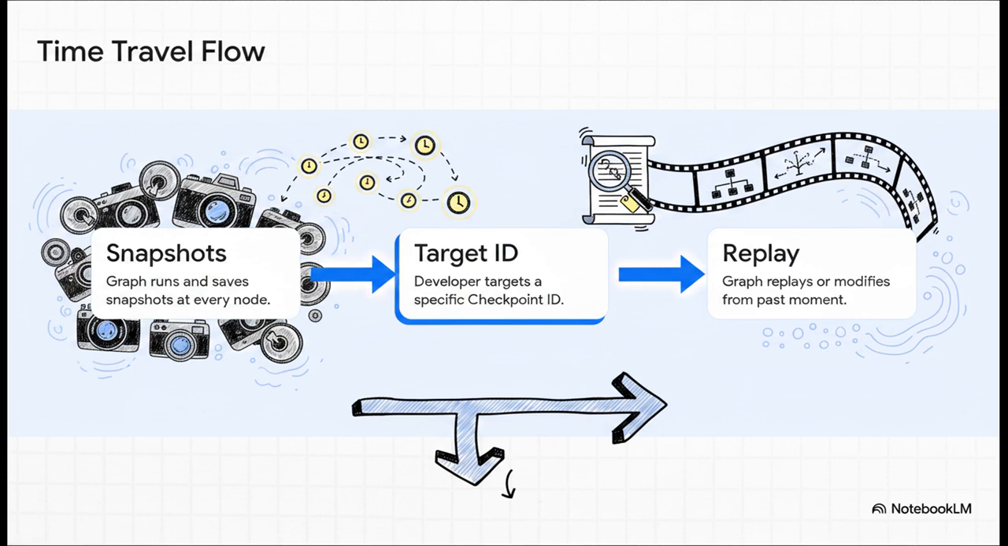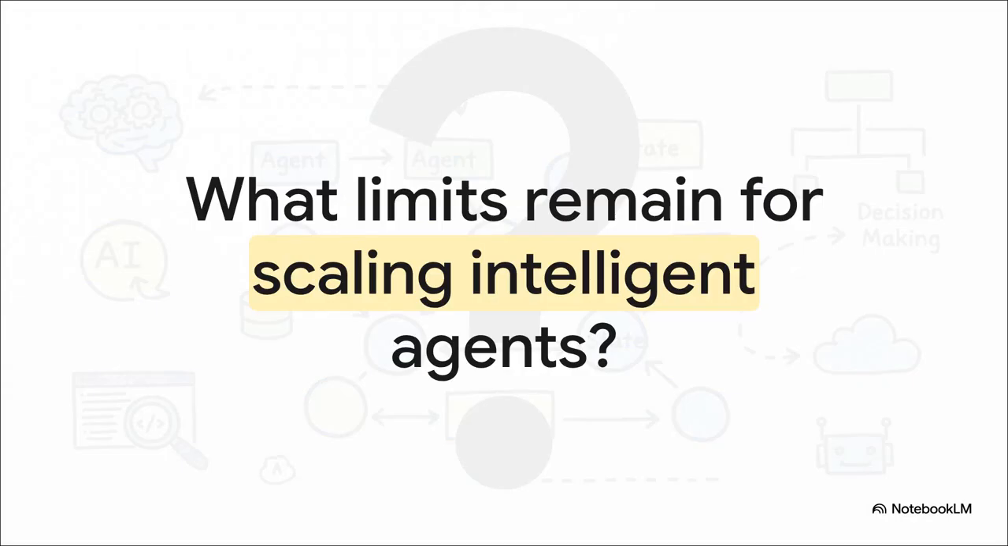Actually, scratch that, it gets even better. You can update the state at that past checkpoint, effectively branching the timeline to test entirely different outcomes or fix deep-seated bugs. Which brings us to a final provocative thought for this explainer. If you have a framework that lets you give an AI tools, persistent memory, human oversight, and the ability to rewind and rewrite its exact thought process at any given second, what limits remain for scaling truly intelligent agents?